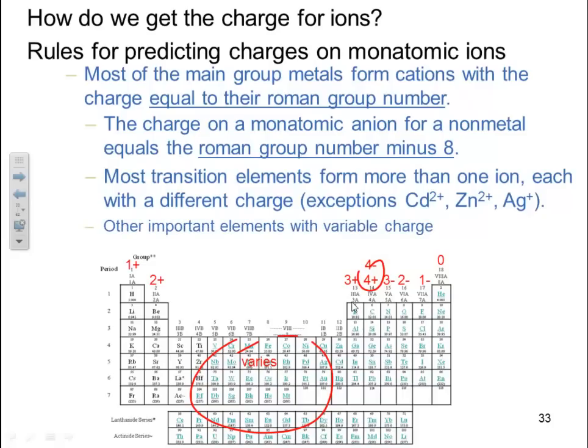Some other important elements with variable charges that you should be familiar with are lead 4, lead 2, tin 4, tin 2, arsenic 5, arsenic 3, antimony 5, antimony 3. These are also used sometimes with the older naming system, the ic and us, which we'll talk about on the next slide.